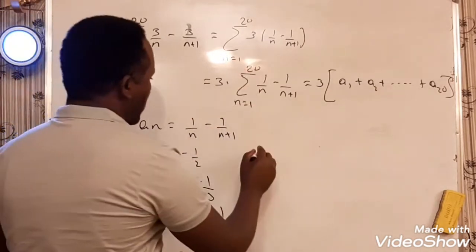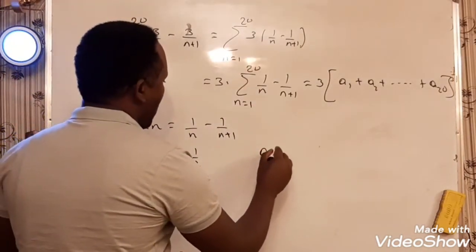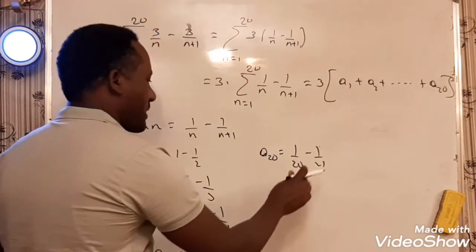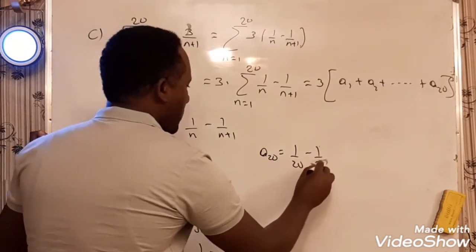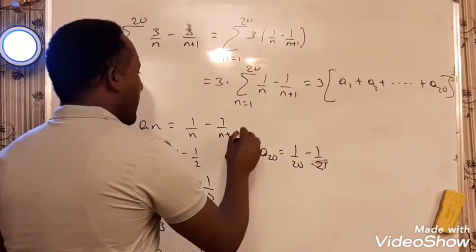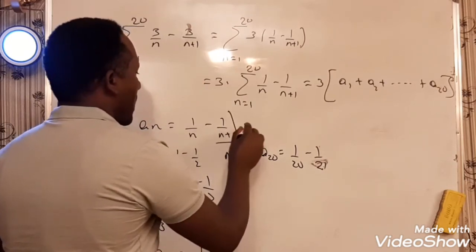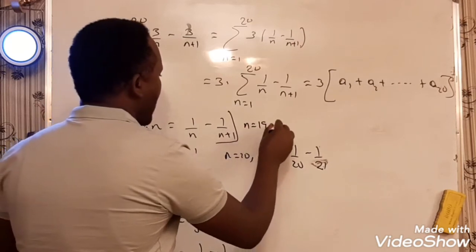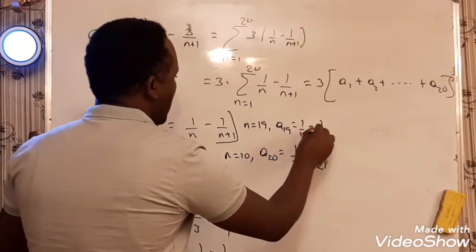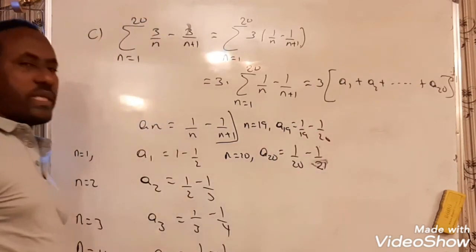Finally, let me put what a20 is. A20 means 1 over 20 minus 1 over 21. That is, n is exactly 20. Similarly, for n exactly 19, that is a19, which is equal to 1 over 19 minus 1 over 20. So this is the sum.